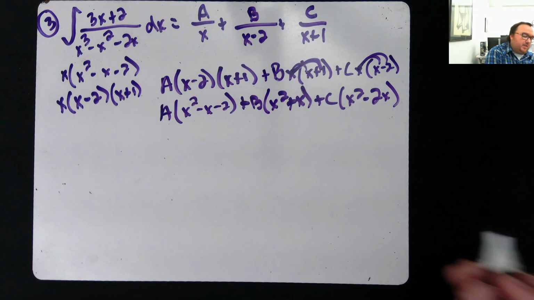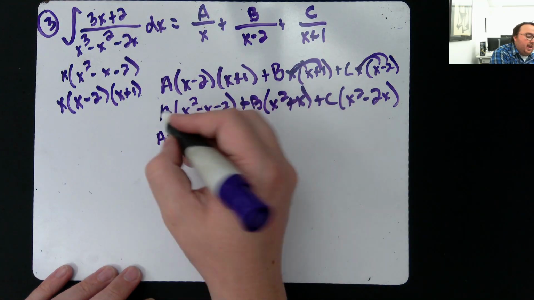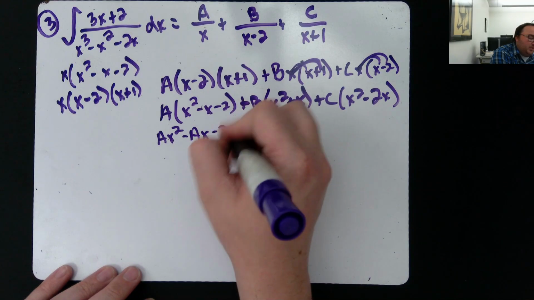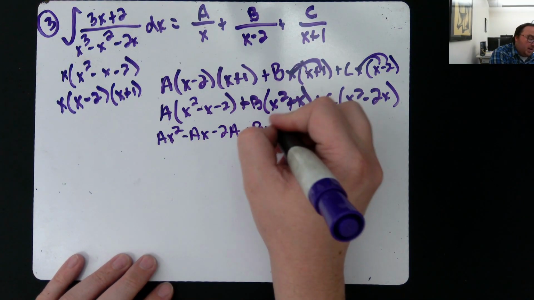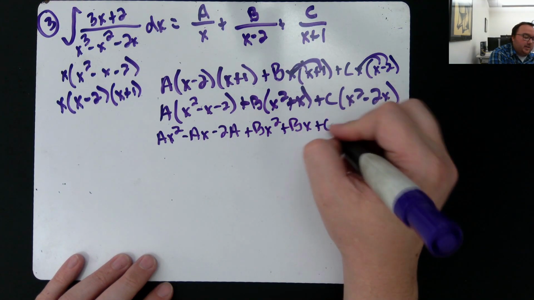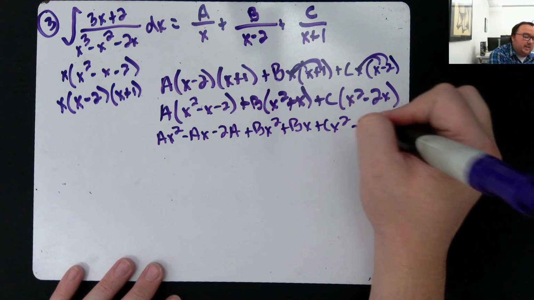So now distribute everything through. A times x squared is ax squared. A times a negative x, negative ax. A times a negative 2, negative 2a. B times x squared is bx squared. B times x is bx. C times x squared is cx squared. C times negative 2x is negative 2cx.